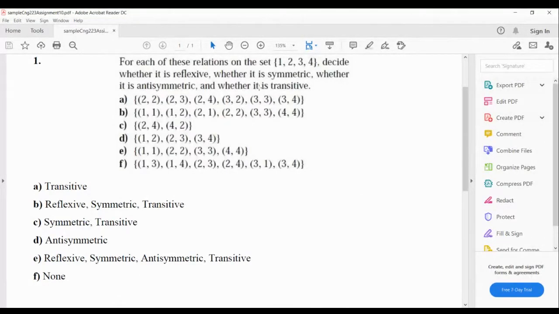In the first question, we have several relations, each for one item, and these relations are defined on this set. This set contains 4 elements, 1, 2, 3, 4. This is one way to define a relation. It is also possible to define relations using, for example, the Cartesian product.